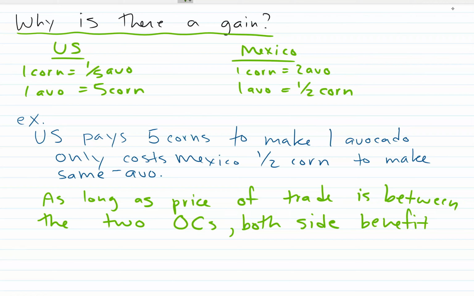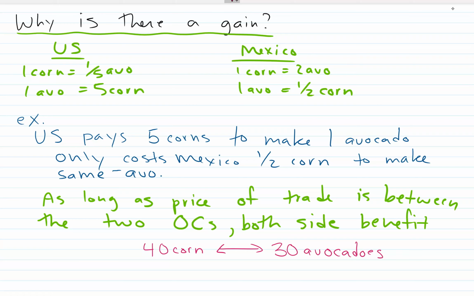Okay, so let's check the trade that we came up with and see that it is actually between these two. This is not really the way that we find how to trade, but it's a way to understand why it works, why both sides benefit. So in our particular trade, if you remember, the U.S. sent 40 corn to Mexico, and Mexico sent 30 units of avocados to the U.S. So we're trading 40 corn for 30 avocados.